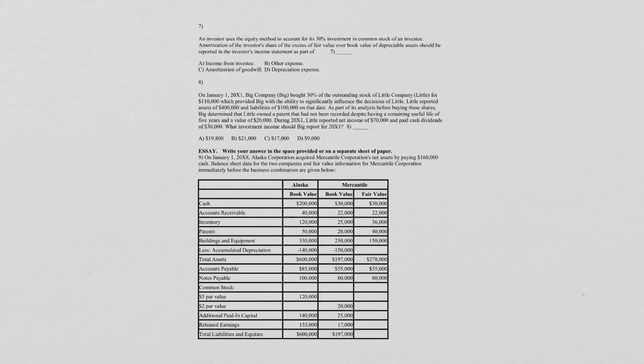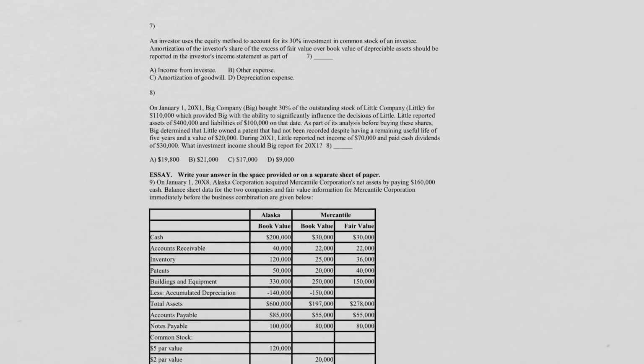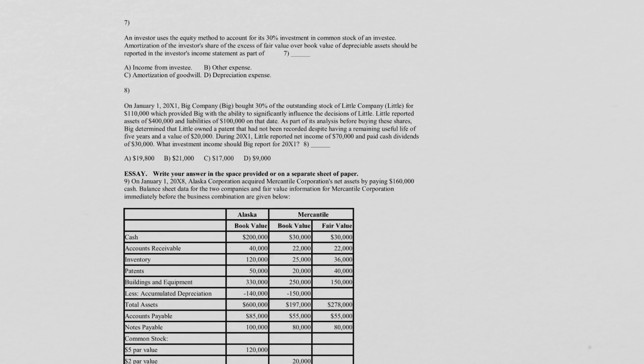Number 7. Okay, this is just a theoretical equity investment, equity method accounting question. What do you do with the excess depreciation? When you're doing equity method on the books of the parent, it's strictly a reduction of the income from the investee. Answer A. Just check the textbook, chapter 1. Okay, number 8. Moving right along.